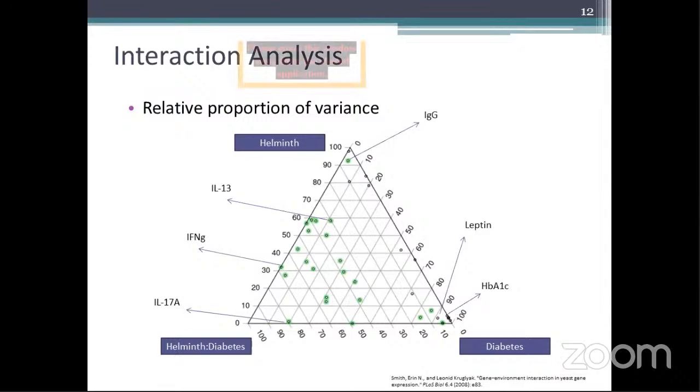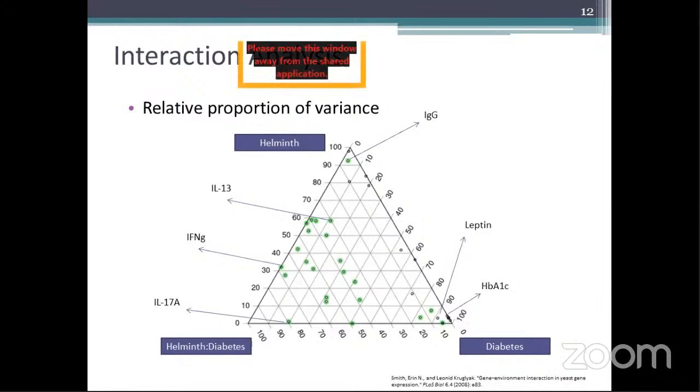A way to represent the results from the interaction analysis is through a ternary plot, with the three vertices being Helminth, diabetes, and Helminth diabetes, that is, the interaction term. The relative proportion of Helminth diabetes interaction and Helminth and diabetes variance is shown for the variables in the data. So this plot captures the relative proportion of variance that is explained by these three terms on the variables.